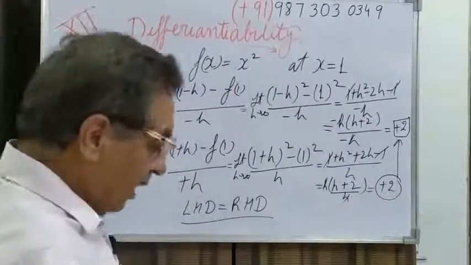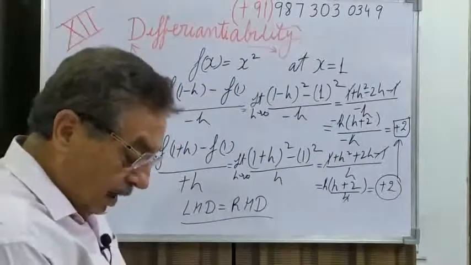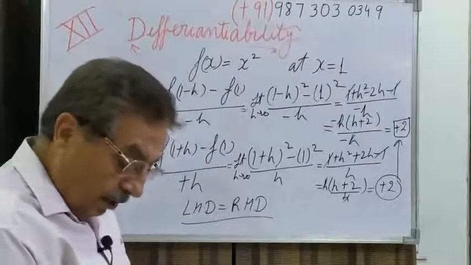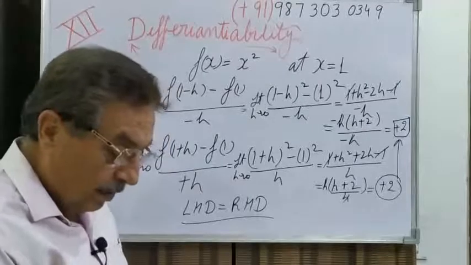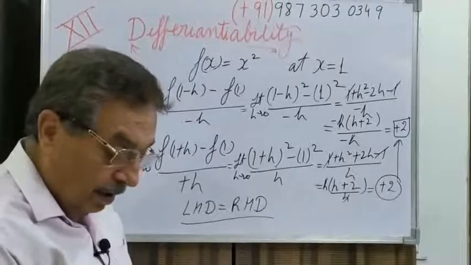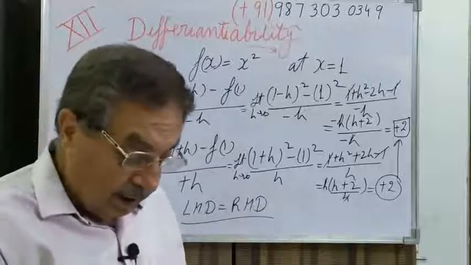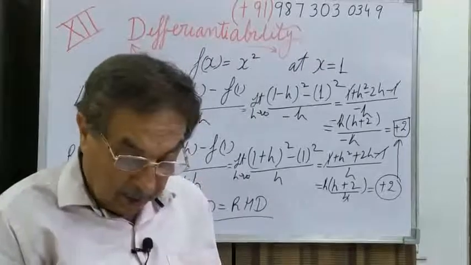And at the end we get the value on both the sides to be 2. So this is how we can see whether the function is differentiable at a particular point in its domain, whether it is true or not.